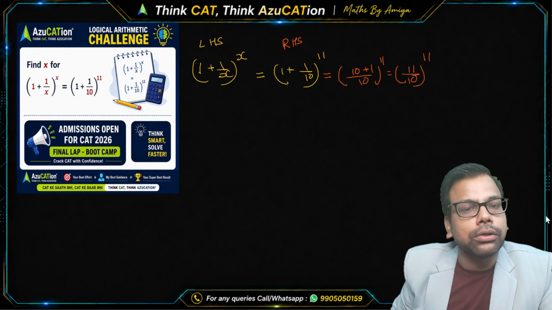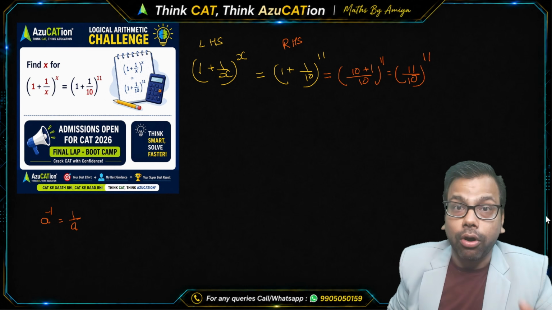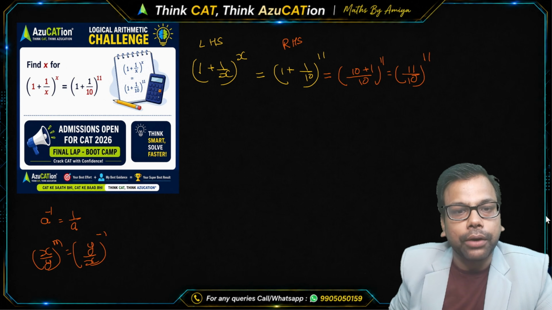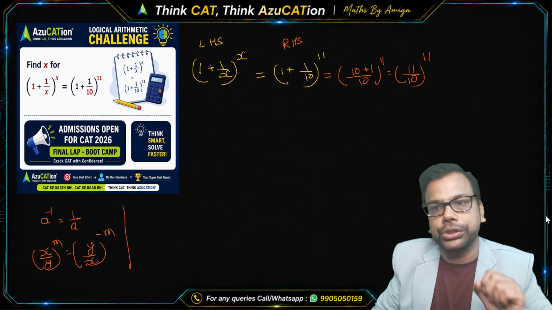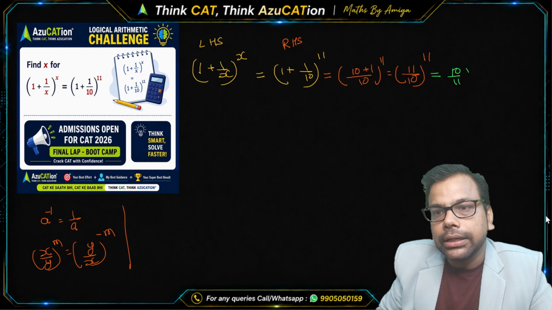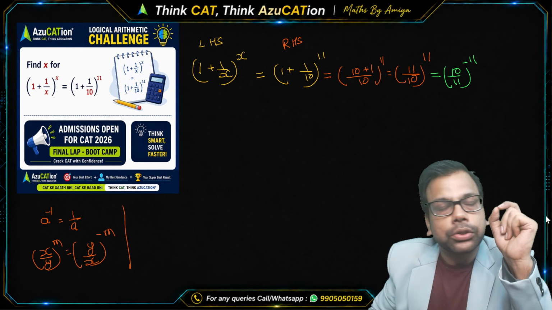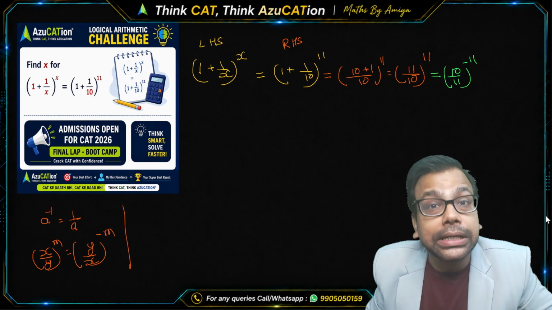I am going to use one concept. A raised to power minus 1 is equal to 1 by a, or we can write x by y raised to power m is actually equal to y by x raised to power minus m. When we reciprocate the base, the power becomes negative. We are going to use this outcome in this question. Here we can write 11 by 10 as 10 by 11 raised to power minus 11. Look, the base is more or less common. Sir, you will say, no, the base is not common. Here we have 11, here we have plus 11.